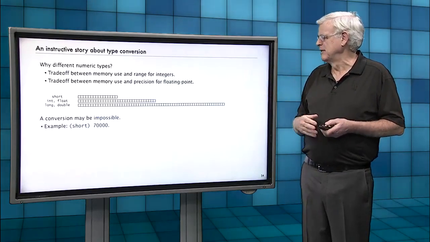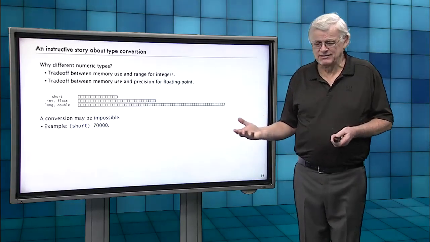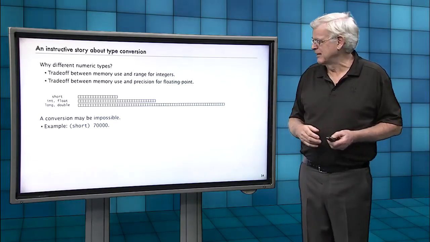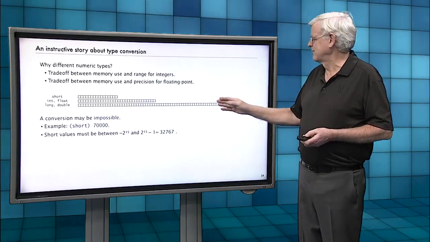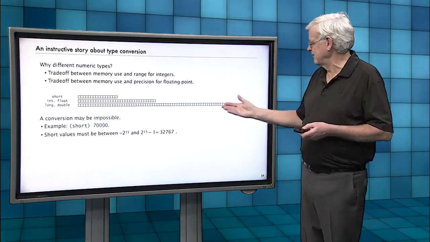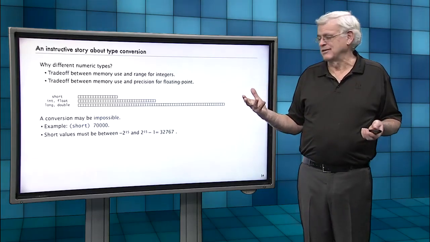conversion sometimes. So for example, say I have the number 70,000 and I say, okay, I want to cast that to a short, so I could write short 70,000. Well, that's not possible because short values have to be between minus 32,768 and 32,767. There's only 16 bits. Can't do that conversion.